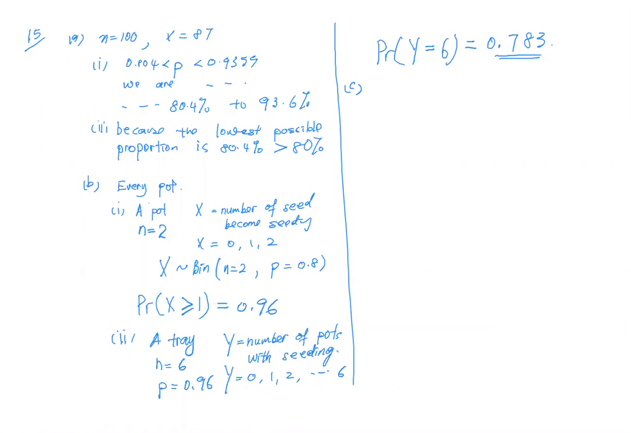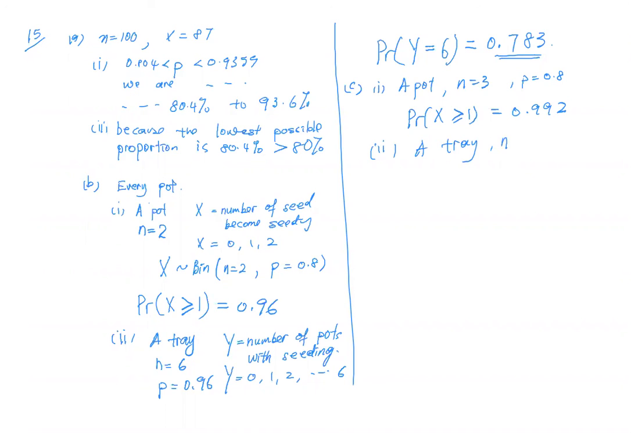So that means for part C, you have to repeat whatever is in part B. You have to do a pot first, same process. Now the N is equal to 3. So you're finding the probability of X greater than or equal to 1. Can I have the answer? The P is still 0.8, 0.992. 0.992, good. So now you have to repeat part 2, talking about a tray.